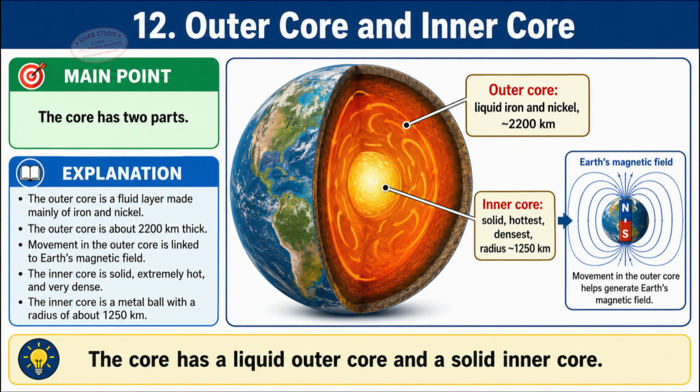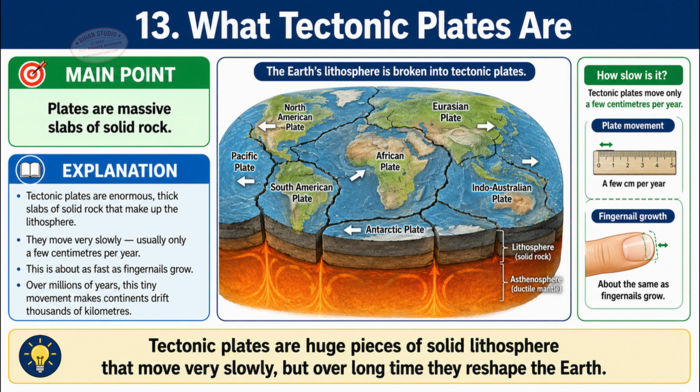In depth, total radius shown is about 6,375 kilometers. Oceanic crust approximately 5 kilometers. Continental crust approximately 30 kilometers. Tectonic plates and plate boundaries.